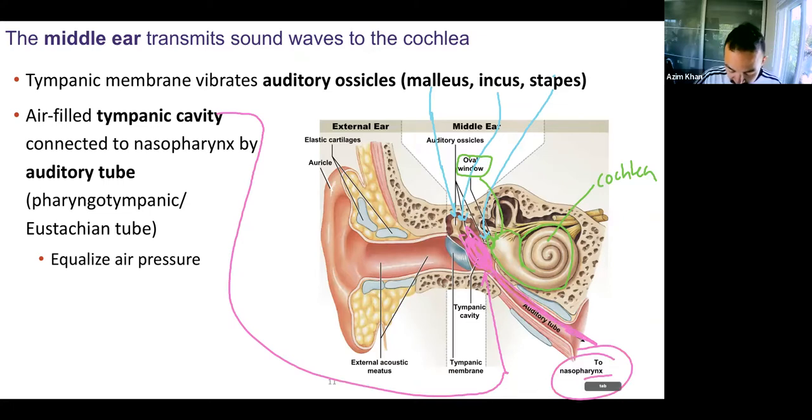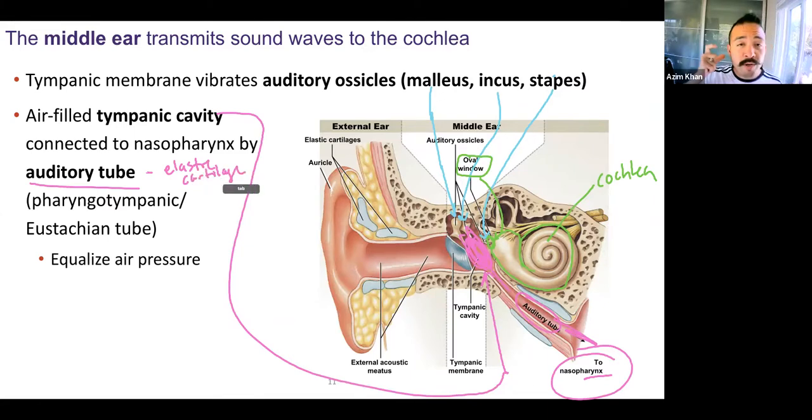This connection, this is the auditory tube. You might see it called the pharyngeotympanic tube or the eustachian tube. They mean the same thing. I'm just going to call it auditory tube. This auditory tube is lined with elastic cartilage as well, like the auricle.